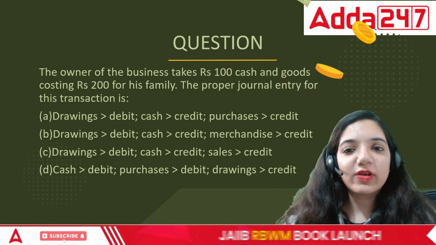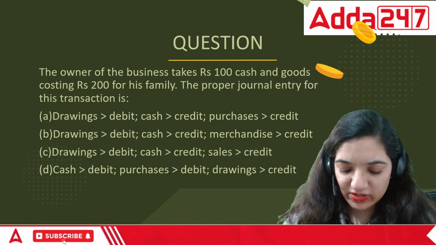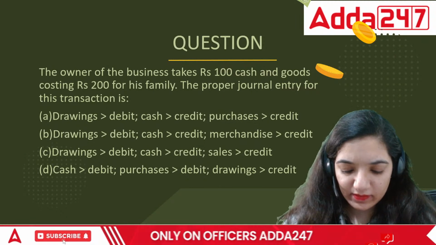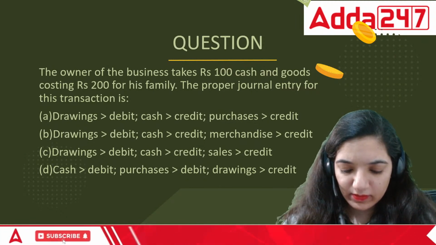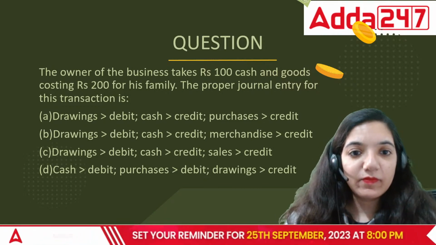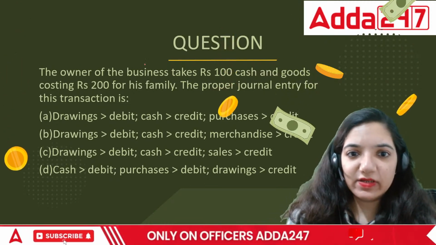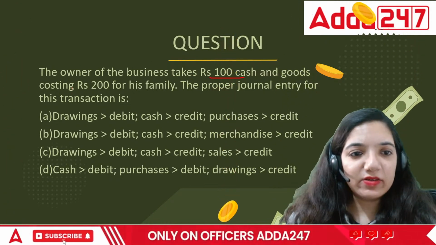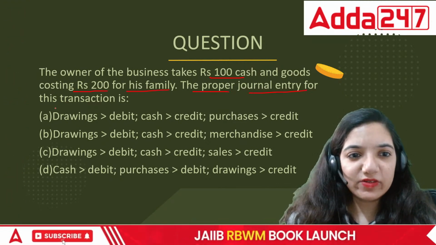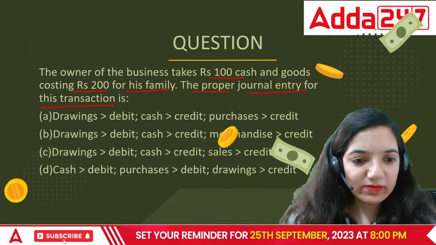One thing, D for drawings, D for debit. One thing should be sorted in your mind. That's the first point, everyone. And what's the next point there? The next point that arises here is the owner of the business takes rupees 100 and goods costing rupees 200 for his family. The proper journal entry for this transaction is, what was the proper transaction, everyone?